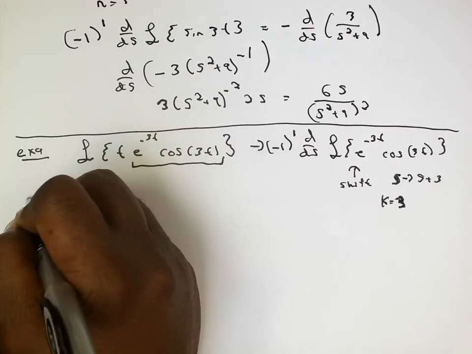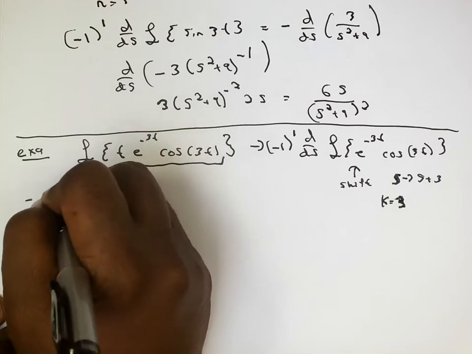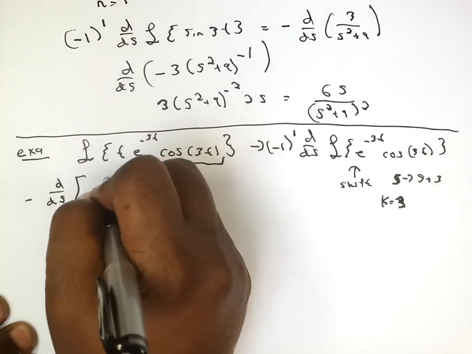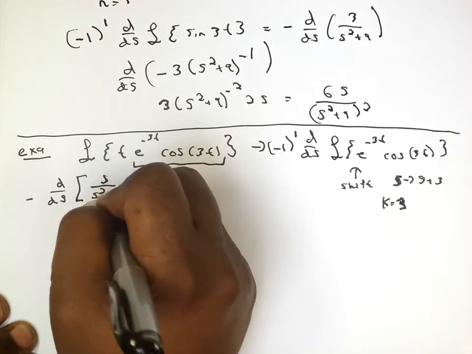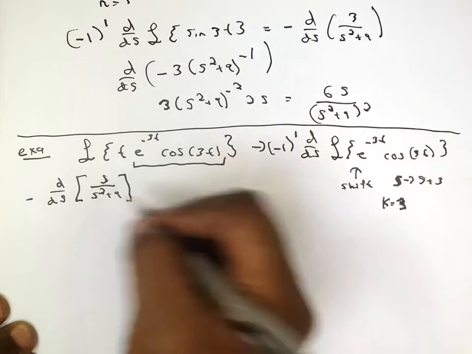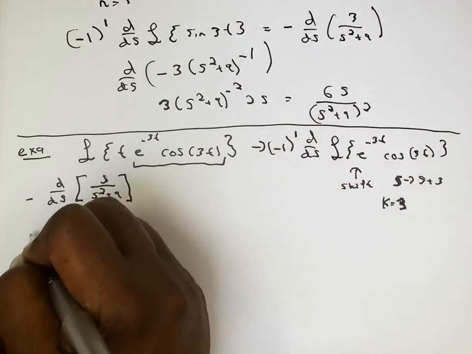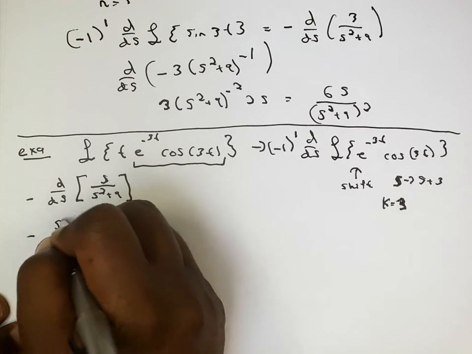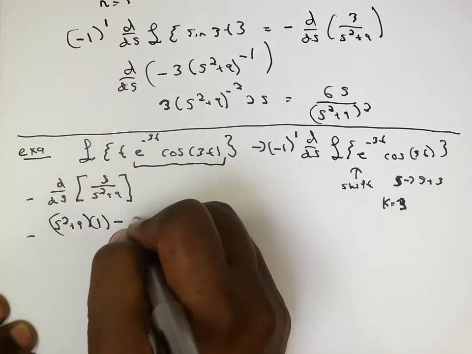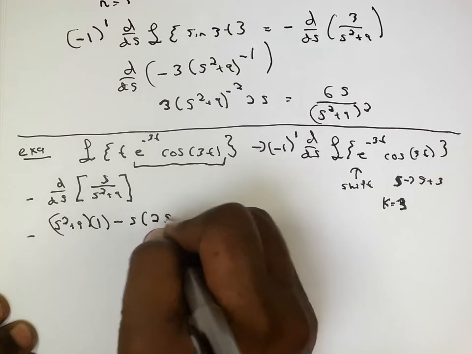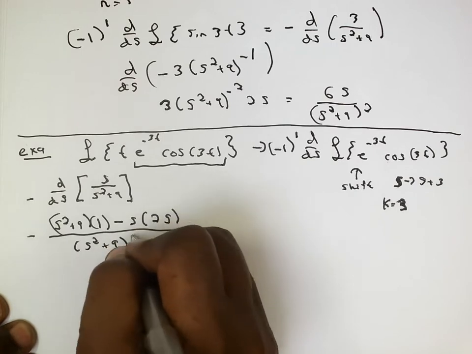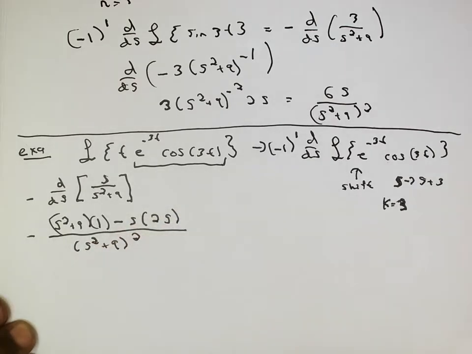So that negative is still out front. And I'm going to take the derivative of just s over s squared plus 9, because that's the Laplace for cosine. So we have to use the quotient rule. So I have the denominator times the derivative of the numerator minus the numerator times the derivative of the denominator, all over the denominator squared.